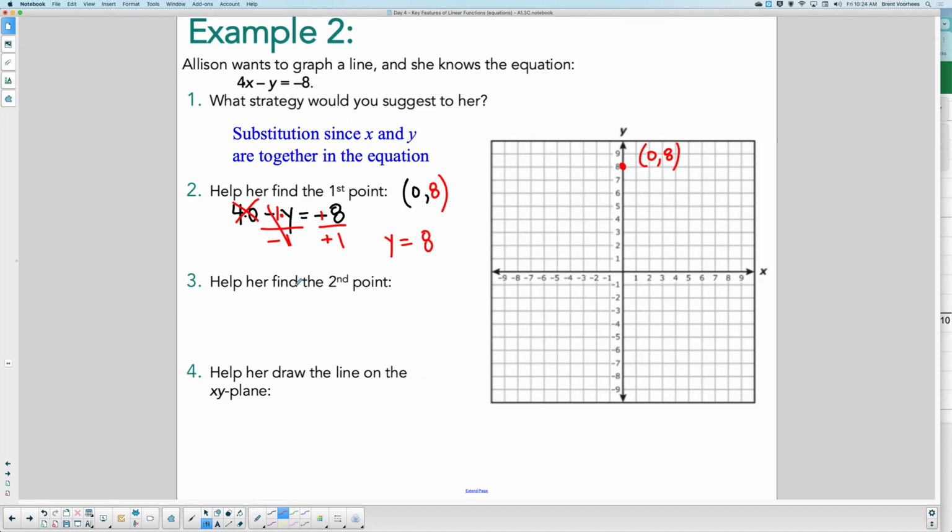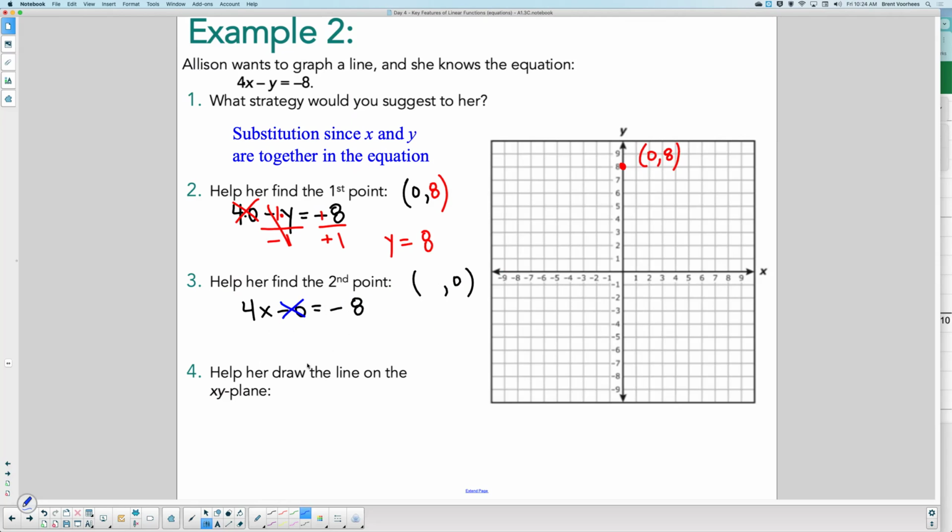Now, what's the second? How do I get the second point? What do I do different to get the second point? We substitute a y value of 0. So this time I'm putting in a y of 0. Do I need to write the 0 in for y? Do I need to write down that part of the equation with a 0? No. Why not? It always cancels out. So you don't have to write it.